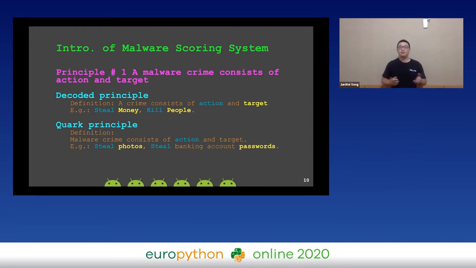Now, let's see principle number one. A malware crime consists of action and targets. In the criminal law, the definition of a crime consists of action and targets, for example, steal money and kill people. So with this principle in mind, we developed the definition of a crime for Android malware: the malware crime consists of action and targets. For example, steal photos or steal your banking account passwords.